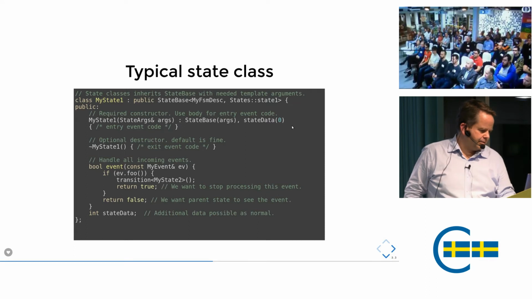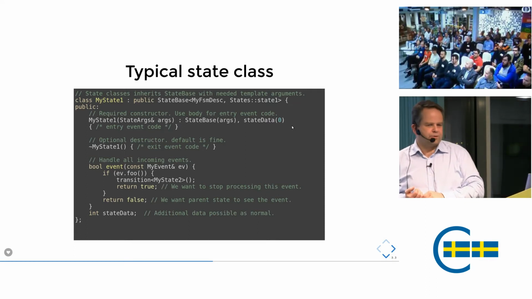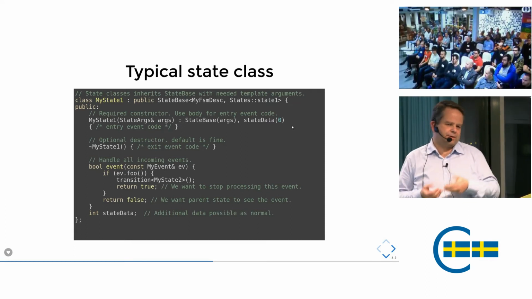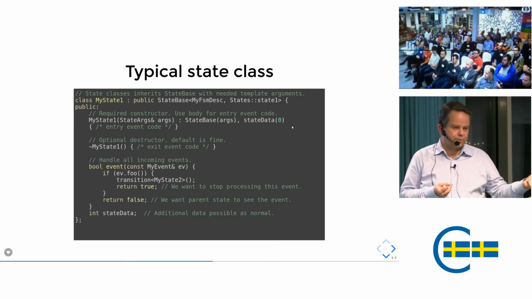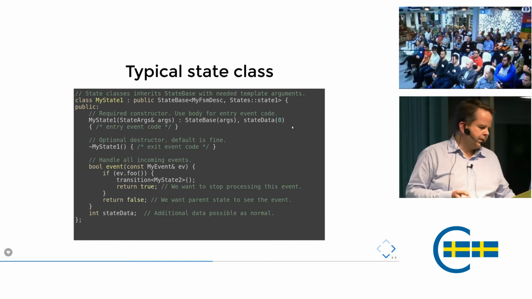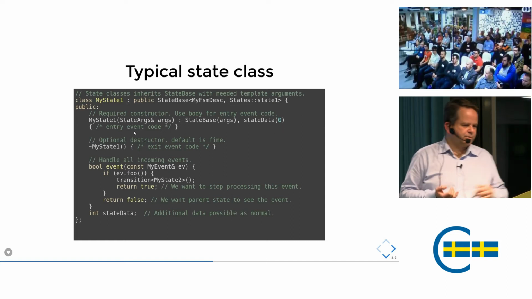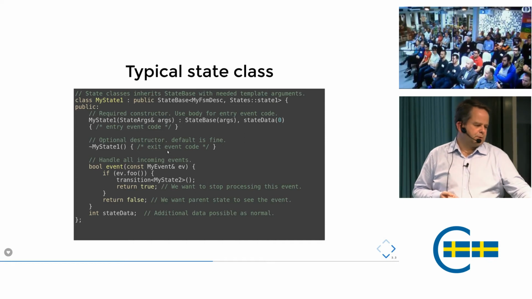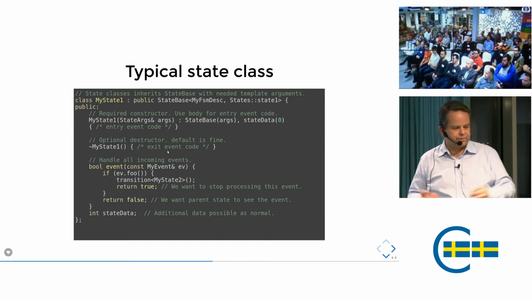The constructor is a little bit of boilerplate. I need to pass arguments down to the base class, since this framework is actually constructing these objects, so I need to pass the args down. Other than that, you're free to put your entry event code in your constructor. Nothing special in the destructor, just your exit code.